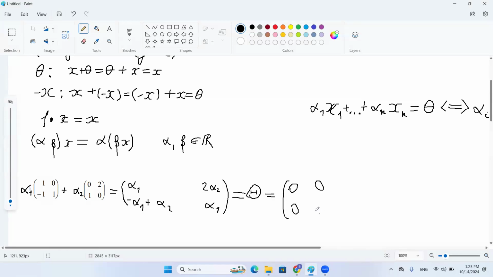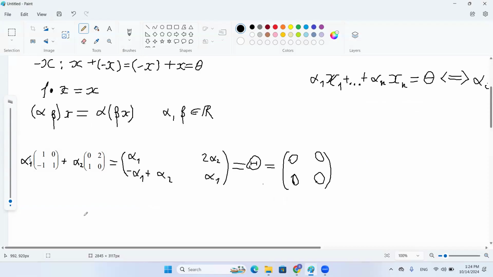And it equals the 0 matrix. Here it's quite obvious that alpha 1 and alpha 2 equal 0. So this cell is alpha 1, this cell is 0. This cell is 2 alpha 2, so this cell is 0. So then we write down that alpha 2 equals alpha 1 equals 0.